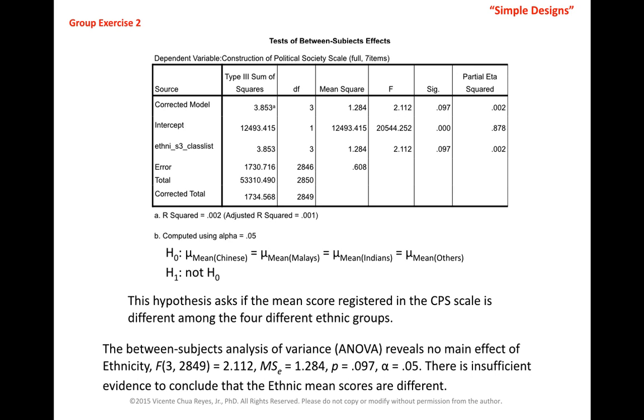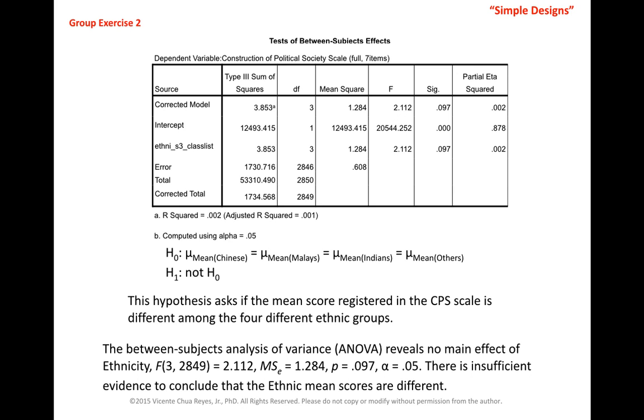In other words, if it's lower than 0.05, it's statistically significant. But if it's higher than 0.05, which is what our p-value is, 0.097, then it is not statistically significant. There is insufficient evidence to conclude that the ethnic mean scores are different. The different scores that we see cannot be supported by statistical results. These differences could be due to chance, right? So we cannot move further along.